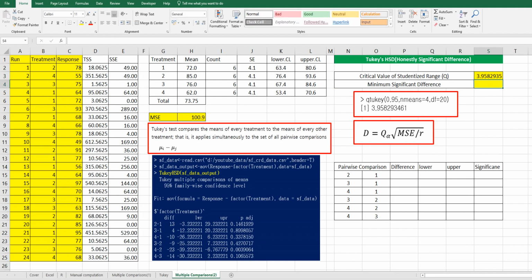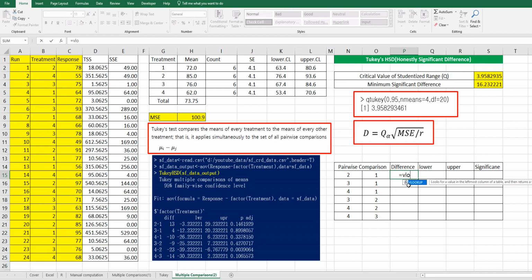And the minimum significant difference is Q multiplied by square root of MSE over number of replications, so 6. Right, so there are many pairwise comparisons. So the difference between two treatments should be larger than this value. Then we can say that the difference is significant statistically. So let's get difference by using VLOOKUP function.